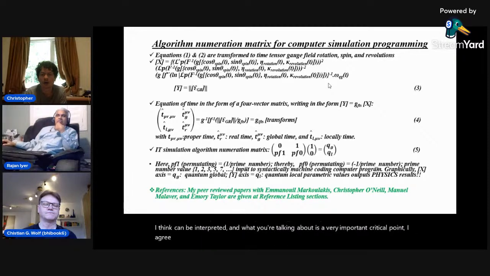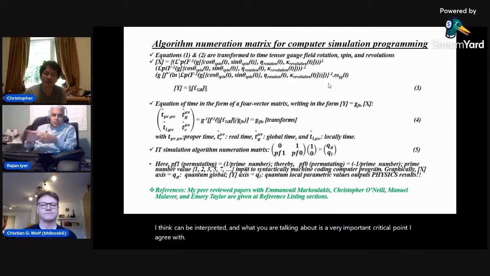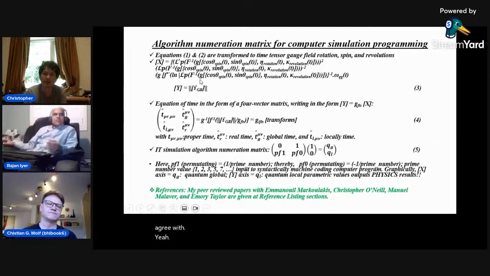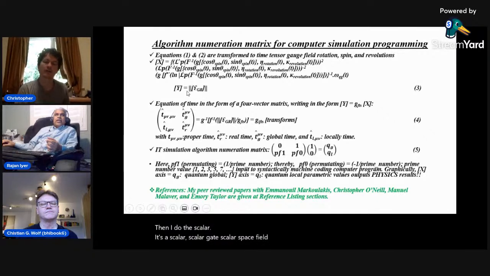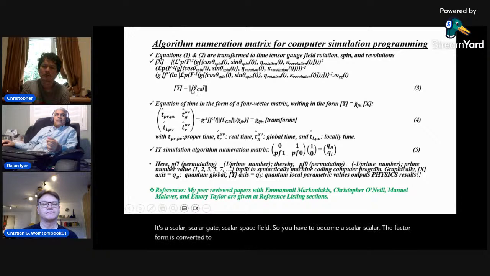I agree with that. Okay, and then all of that just becomes a vector x, and not even a vector, it's a position, and then I do the gradient or something, on a scalar space field. So you have to become a scalar. It's becoming a scalar. The vector form is converted to scalar form.